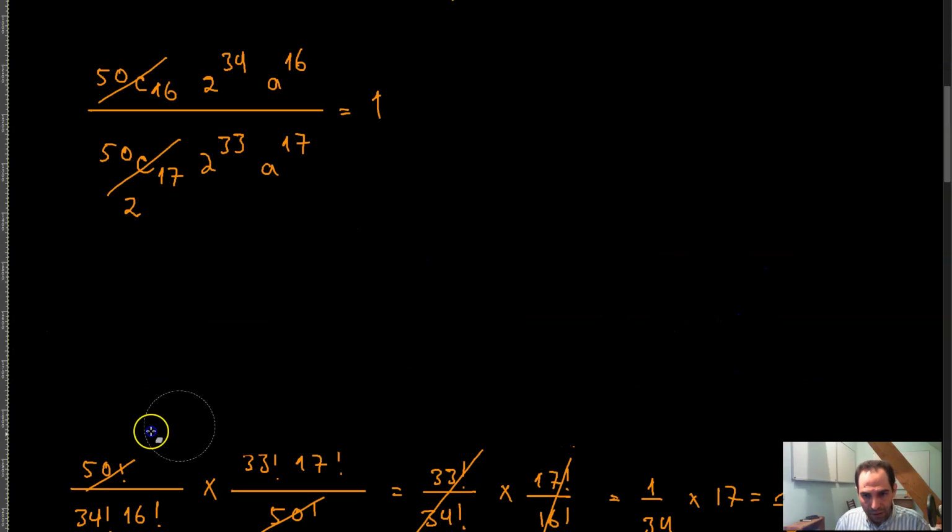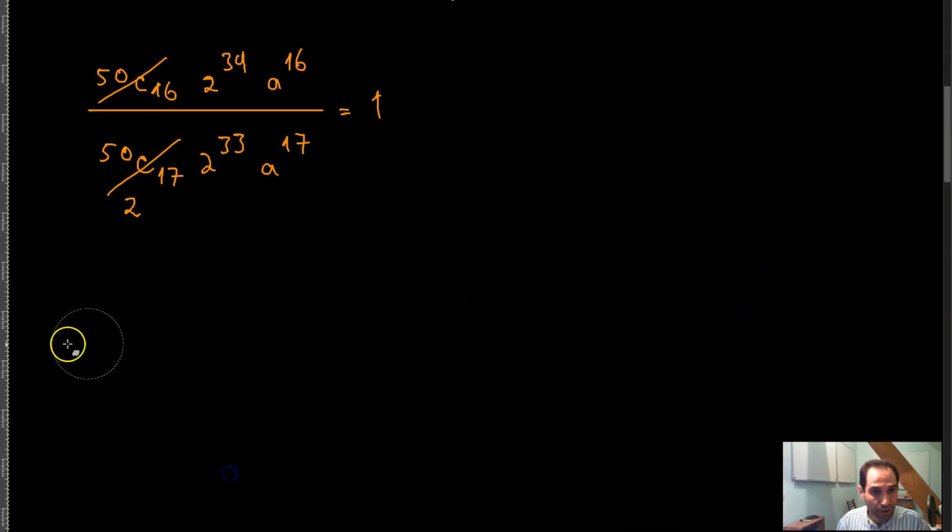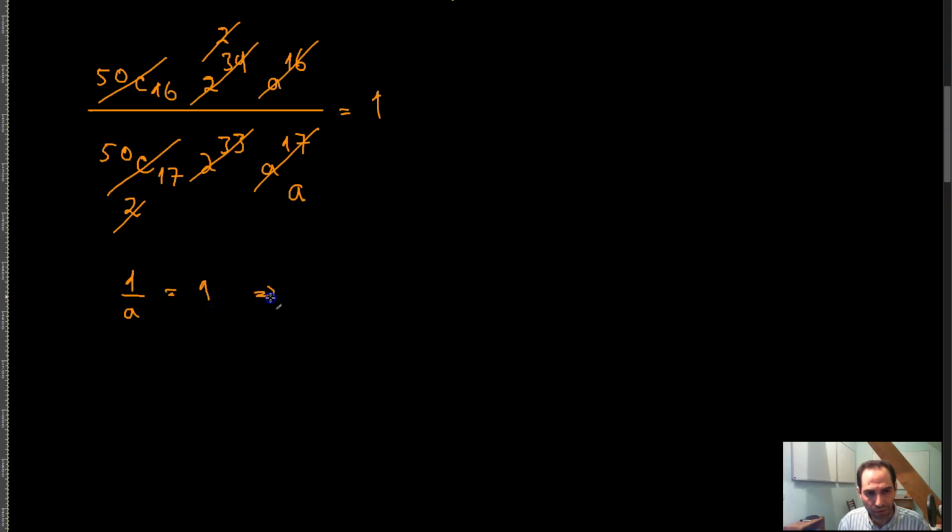And then the rest is probably simpler than that. You can say that 2 raised to the power 34 over 2 raised to the power 33, so over here you would get 2 raised to the power 1, which is a 2. And a raised to the power 16 over a raised to the power 17, here you would get an a in the denominator. So then you have a 2 and a 1/2 that cancel, and so 1 over a is equal to 1, which means that a is equal to 1. Right?